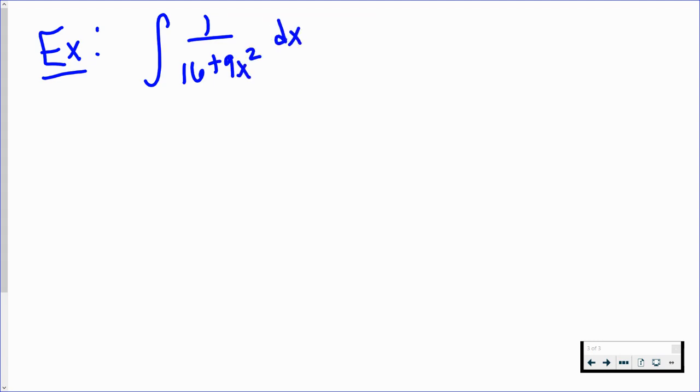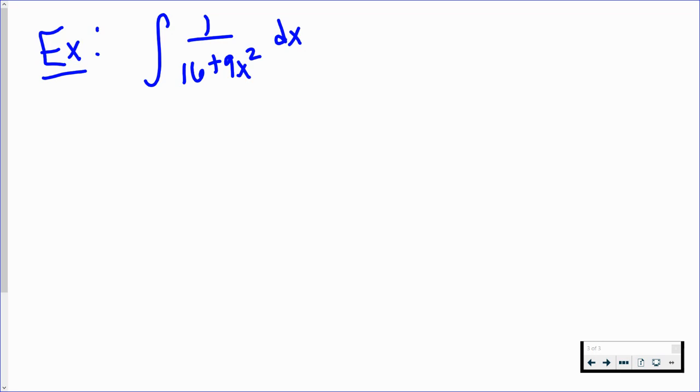All right, let's try another one. Let's say we have the integral of 1 over 16 plus 9x squared dx. This is an inverse trig, inverse tangent. Notice that we couldn't do regular u substitution with natural log. We have 1 over something, but if we tried to make the bottom our u and do u substitution, we would not have a multiple of our du. We would have to have a plain x somewhere so that we could have a multiple of our du. So we have to use inverse trig, in this case inverse tangent.